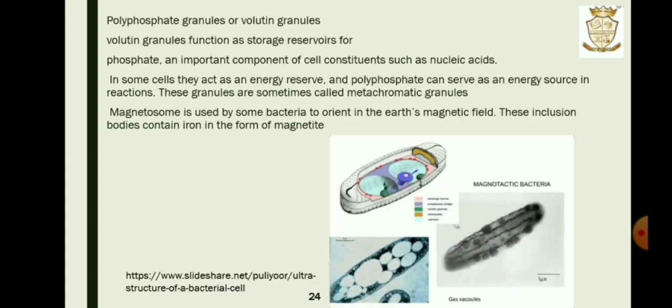Phosphate granules or volutin granules. Volutin granules function as a storage reservoir for phosphate, an important component of cell constituents such as nucleic acids. In some cells, they act as an energy reserve, and polyphosphate can serve as an energy source in reactions. These granules are sometimes called metachromatic granules. Magnetosomes are used by some bacteria to orient in the Earth's magnetic field. This inclusion body contains iron in the form of magnetite.